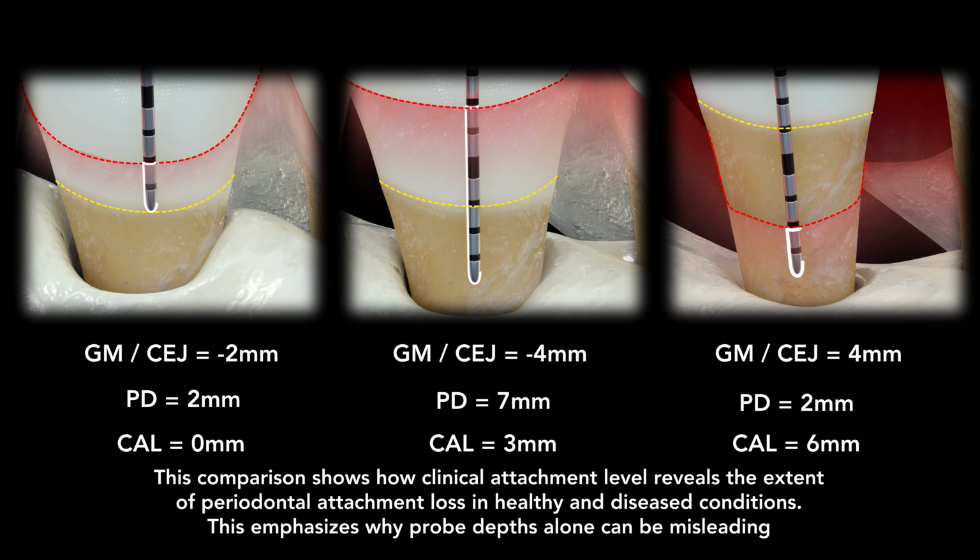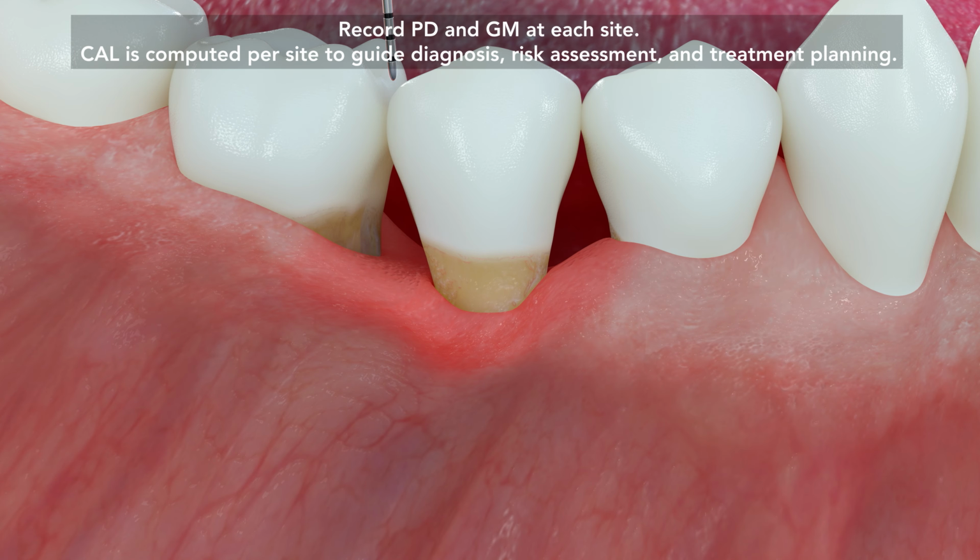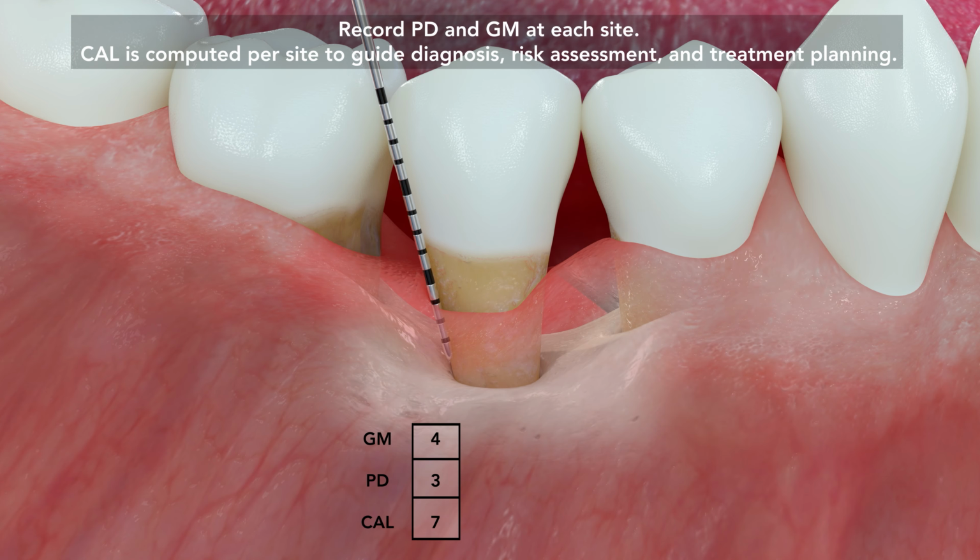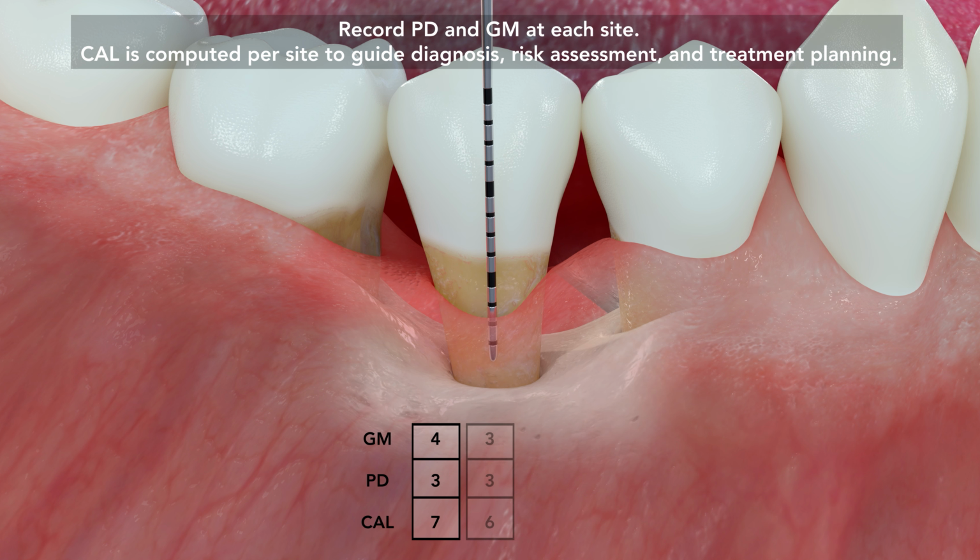This comparison shows how clinical attachment level reveals the extent of periodontal attachment loss in healthy and diseased conditions. This emphasizes why probe depths alone can be misleading. Record probing depth and gingival margin at each site. Clinical attachment level is computed per site to guide diagnosis, risk assessment, and treatment planning.